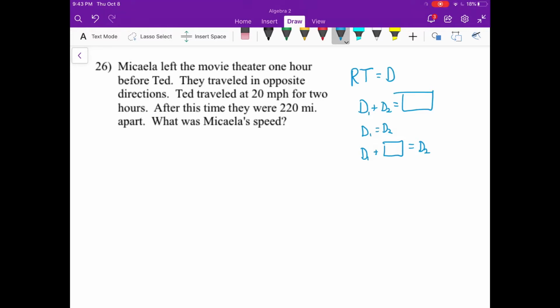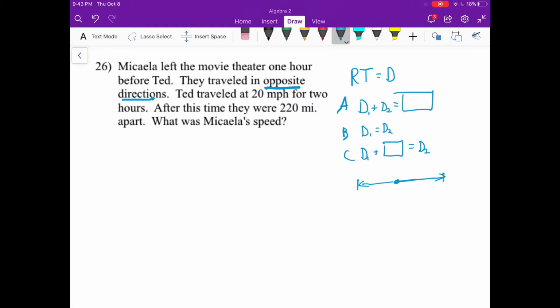So it says they left the movie theater 1 hour before Ted. They traveled in opposite directions. Well, that's important. They traveled in opposite directions. Ted traveled at 20 miles per hour for 2 hours. Wow, that's very slow. After this time, they were 220 miles apart. So here's the movie theater. They traveled in opposite directions. So which relationship is it? Is it relationship A, B, or C?